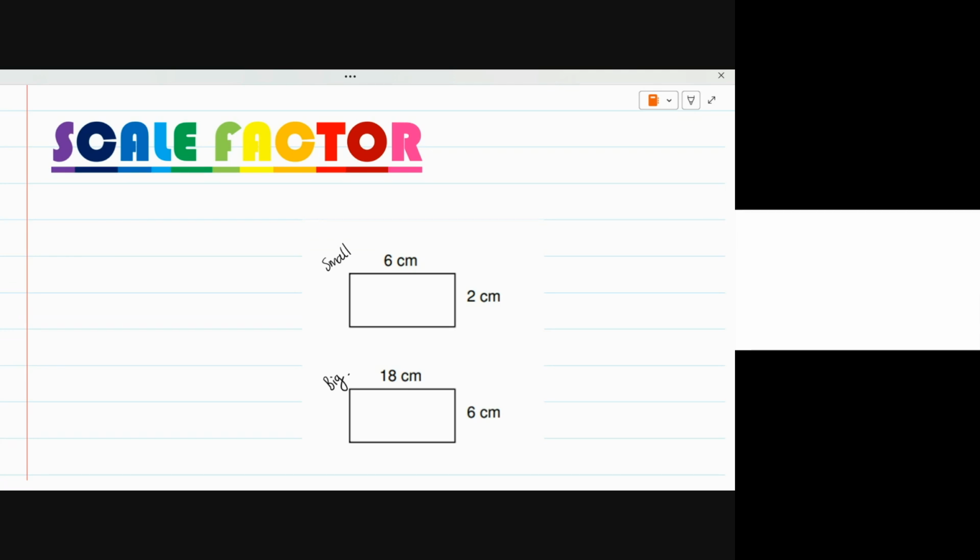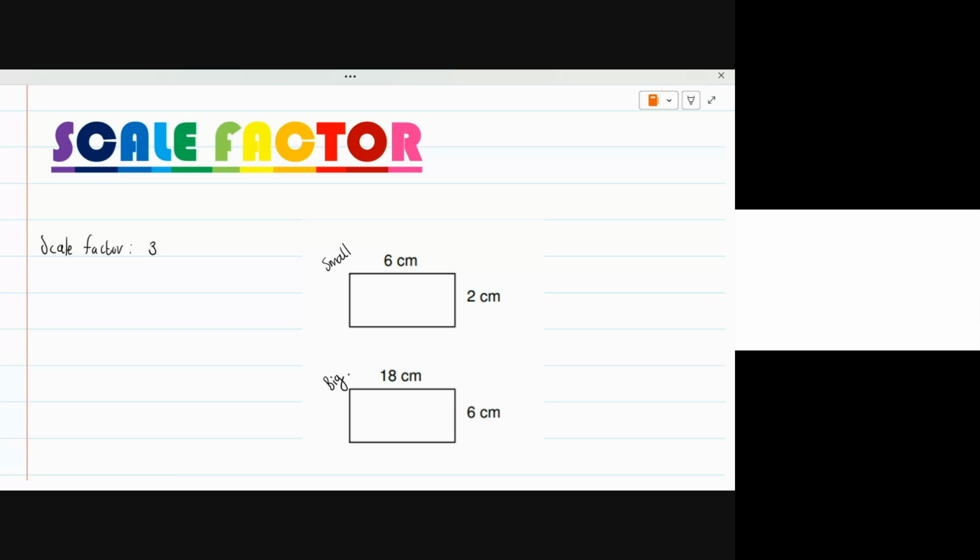It would be by 3, right? To get from 6 centimeters to 18 centimeters, that's multiplied by 3. To get from 2 to 6, that's multiplied by 3. We're just multiplying by 3. So technically, we should be able to say that the scale factor is 3.